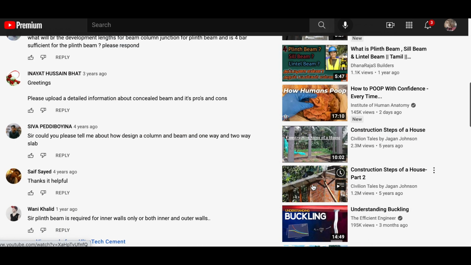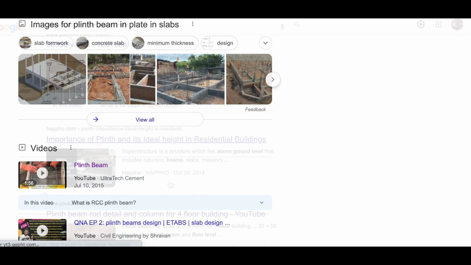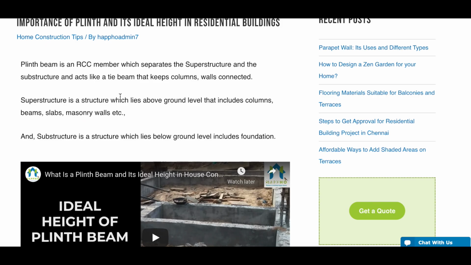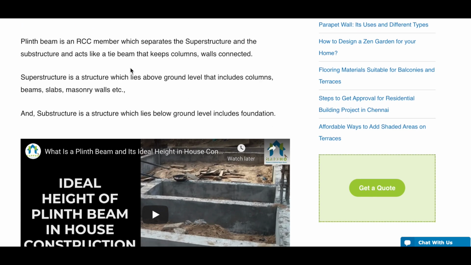So plinth beam, I was talking to the structural engineer guy yesterday, down from Florida, and let's look at an elevated plinth beam. That's all tie beams there. The importance of a plinth beam is its ideal height in a residential building above floor level. It acts like a tie beam that keeps columns and walls together. That's going to be important, this tie beam thing, because let me show you what I'm driving at here.